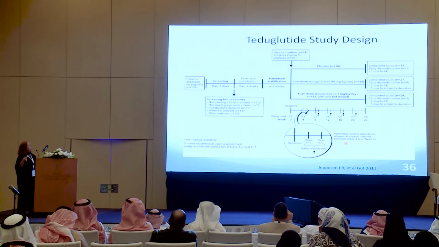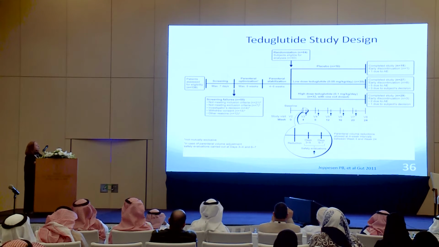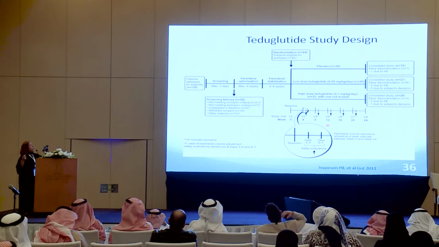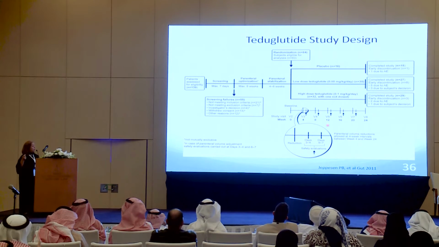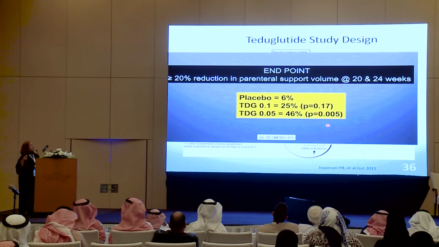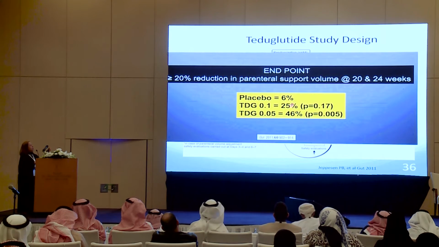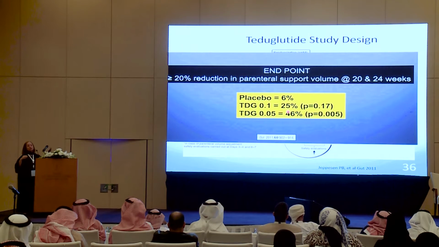There was a study in adult patients, and it was a very complicated study. I want you to focus just on this part. This is the adult study that got the approval of the FDA in the United States to use this medication. They used 3 groups, 1 placebo, 1 high dose, and 1 low dose. The high dose was 0.1 milligrams per kilo, and the low dose was 0.05 milligrams per kilo. The endpoint of this study was more than 20% reduction of parenteral nutrition volume. They are focusing on the volume of fluid at 20 to 24 weeks, and the lower dose achieved significant difference. The higher dose didn't. Then the one that is approved for the treatment is the lower dose.